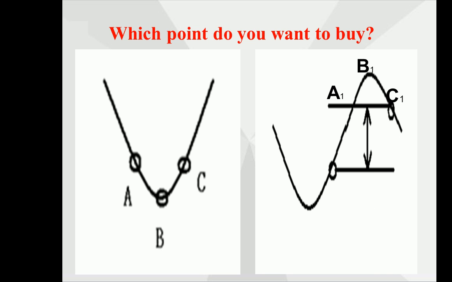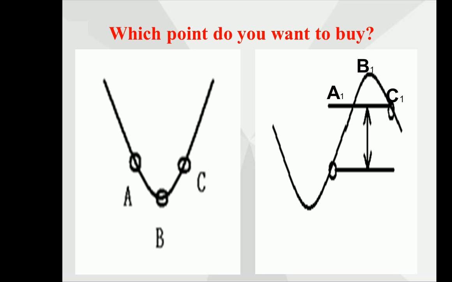Which point should we sell? A1, B1, or C1? C1, right? Because C1 is the sell point in the downtrend. So we should sell the stock in the downtrend. We cannot sell at A1 because we don't know whether the price will go up or continue to go up or not. So C1 is the sell point.